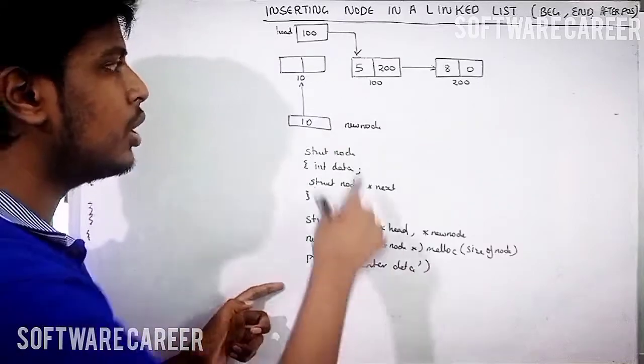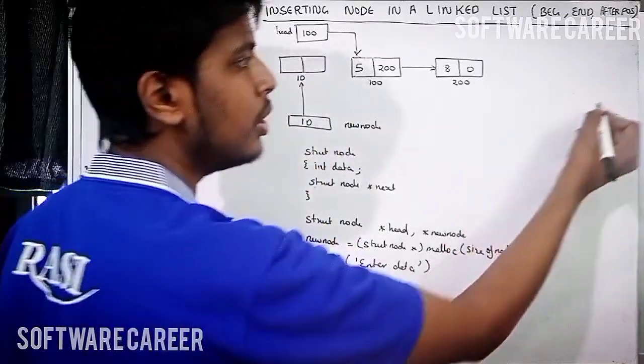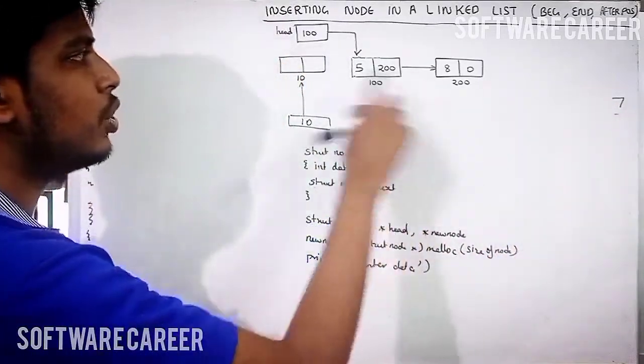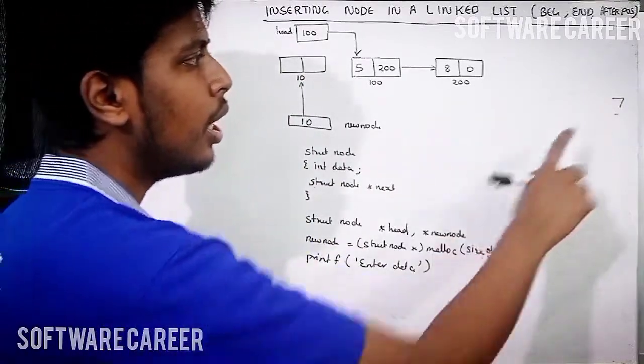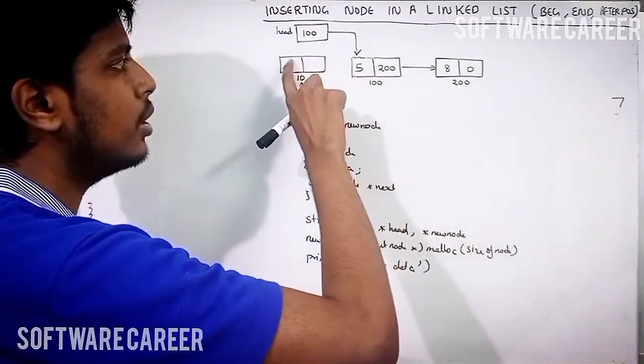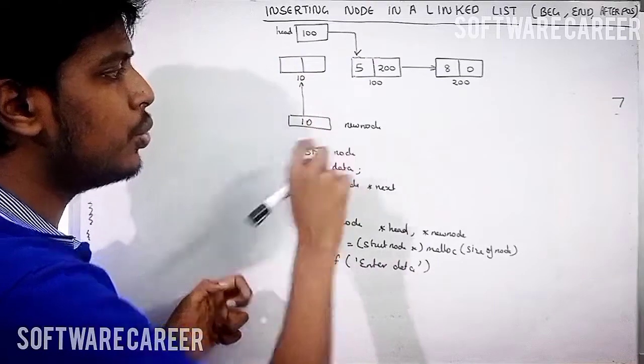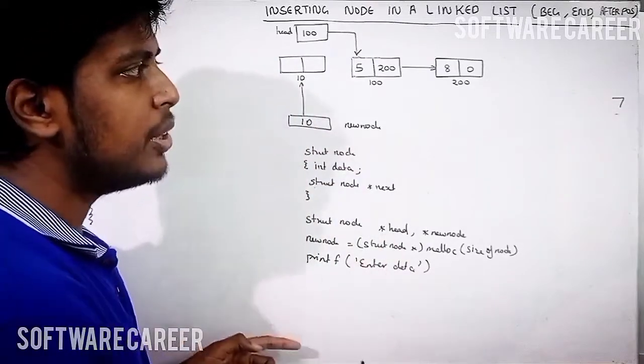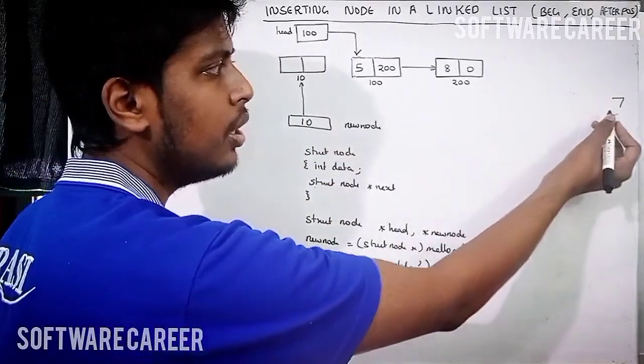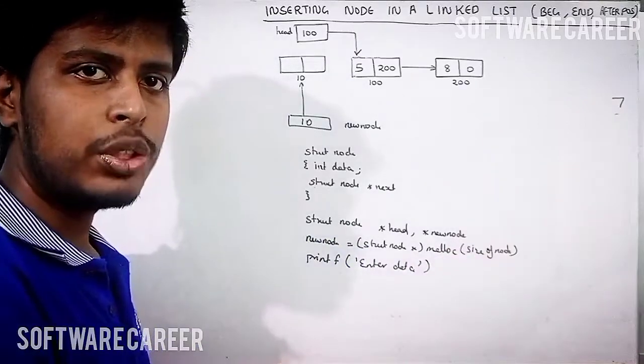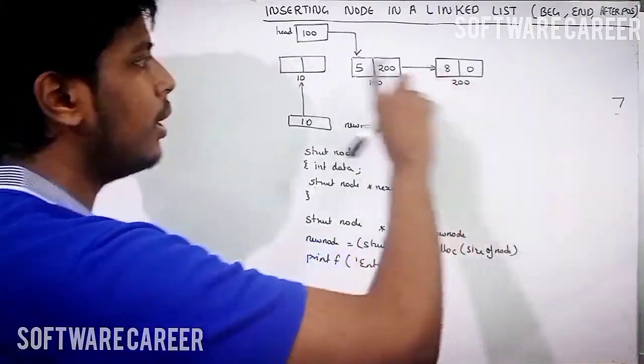Now see, I am asking the user to enter data. Suppose the user says 7, I want to insert here. So see, how to insert 7 into this data part of the new node? That means 7 should be read. The user enters 7. Now the computer should read 7 as the data part of the new node.